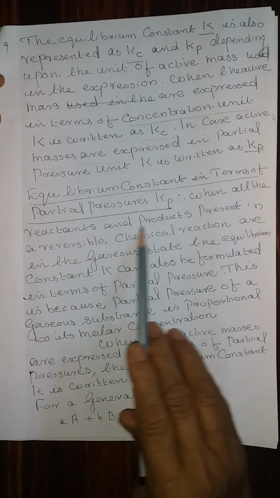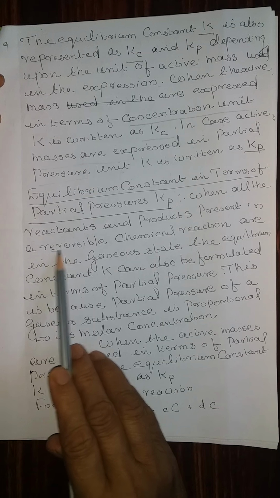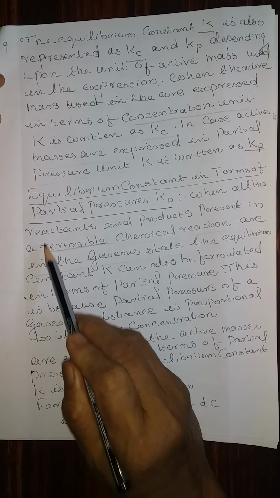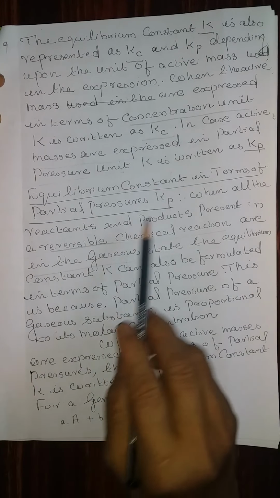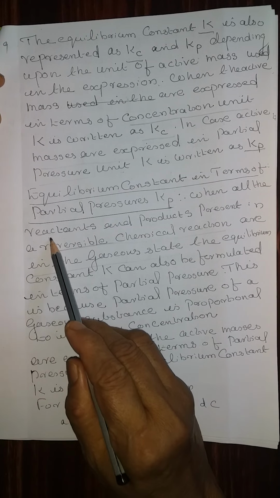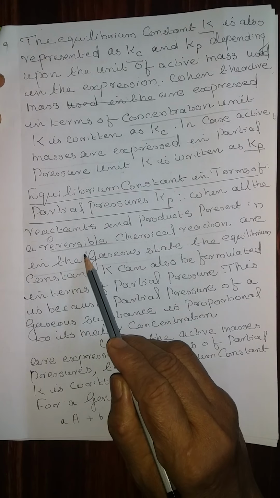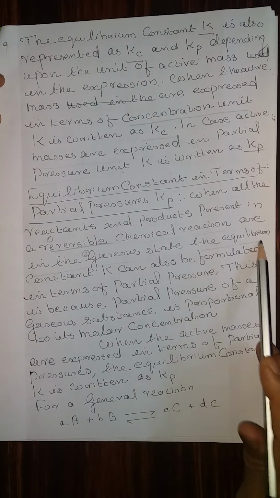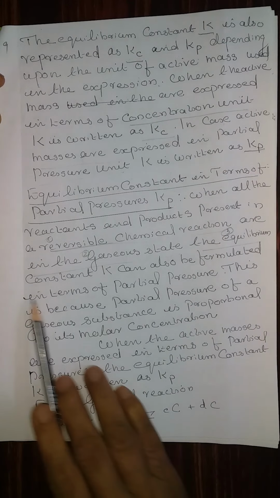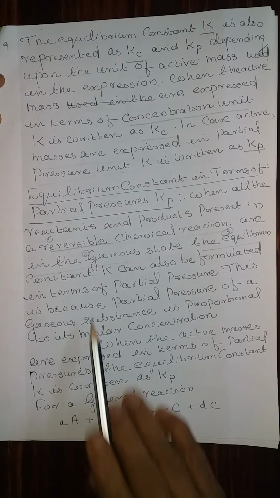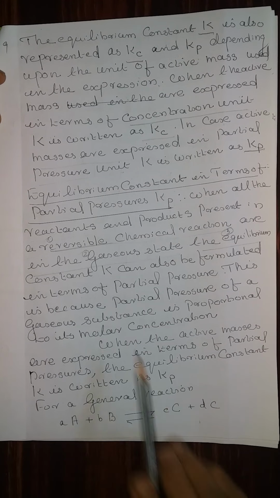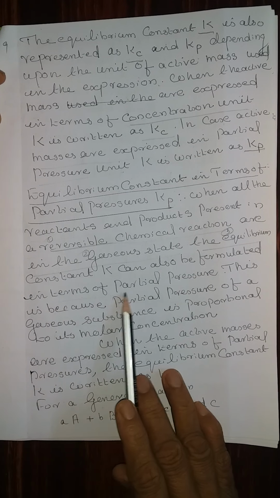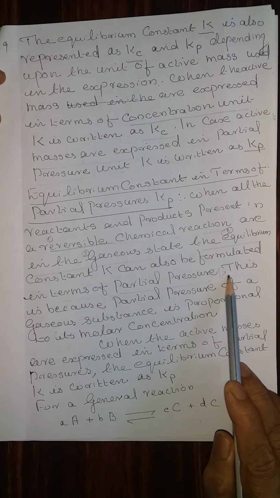When all the reactants and the products present in a reversible chemical reaction are in the gaseous state, these are the two conditions to derive an equation for Kp. It should be reversible and it should be in the gaseous state. All the reactants and the products should be in the gaseous state at equilibrium. Third point. If you satisfy all the three conditions, we can derive an equation for Kp. And constant K also can be formulated in terms of partial pressure, known as Kp.